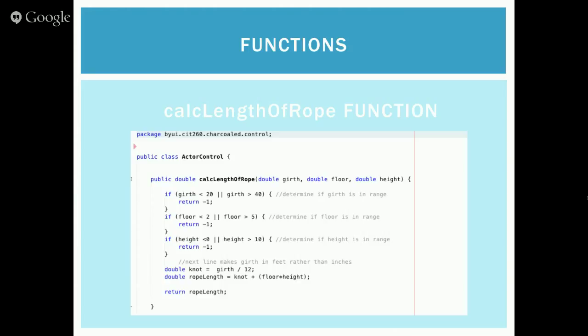And then once all of those get satisfied, you get down to the calculations. The knot is the girth divided by 12 because it's going from inches to feet, and then to determine how big the rope has to be, you take the knot and you add what floor you're on times the height, because each floor is, say, 7 feet. And then the function will return the variable rope length. That's how we used the test matrix to write the pseudocode and then changed from the pseudocode to the actual code to make it function.